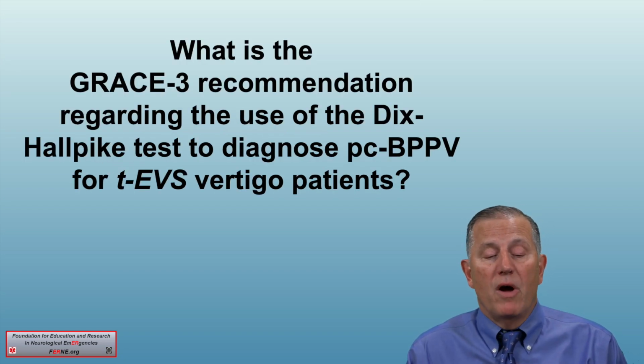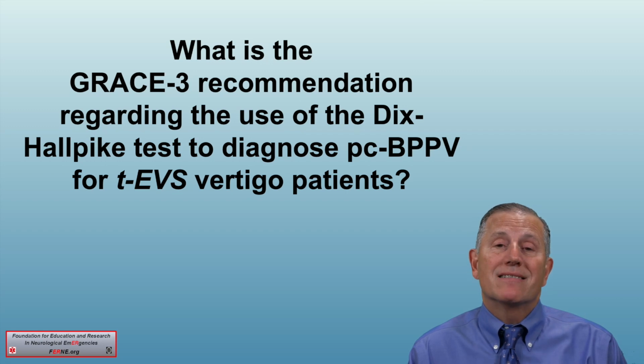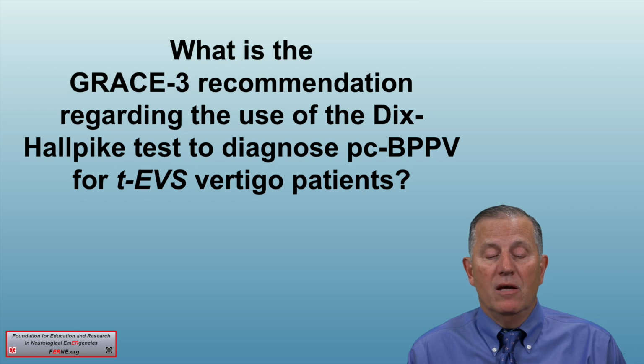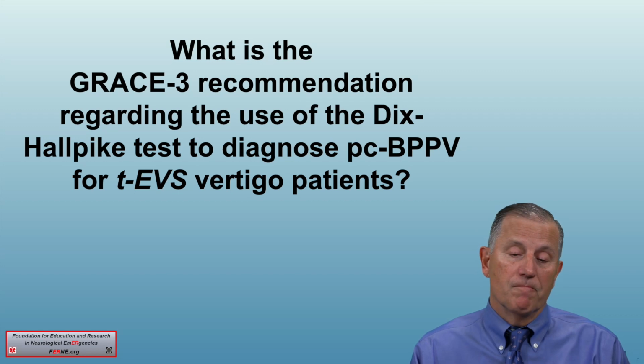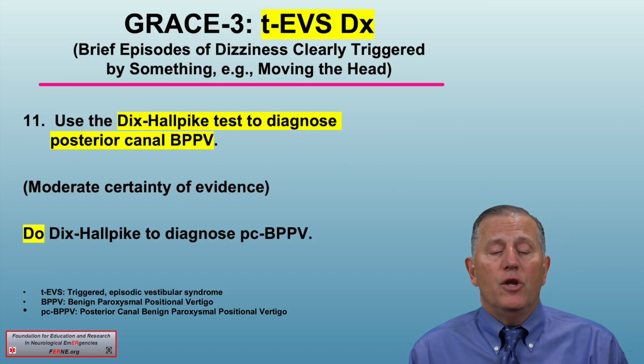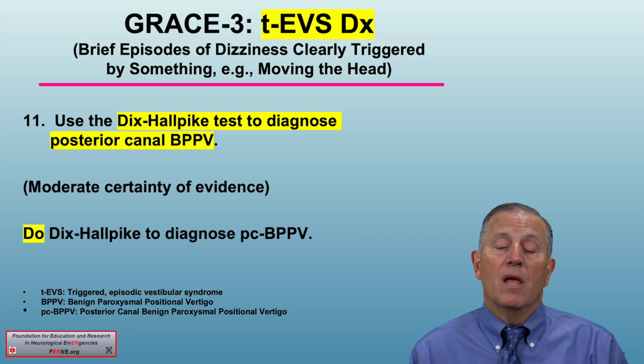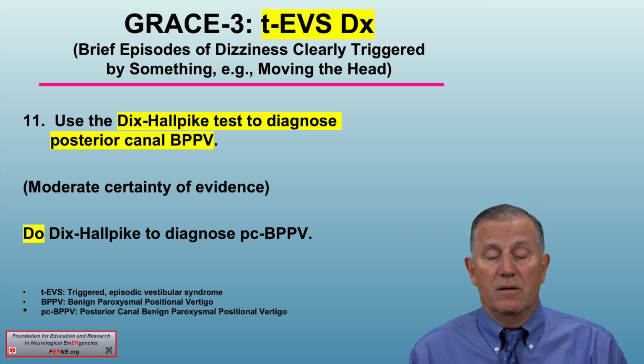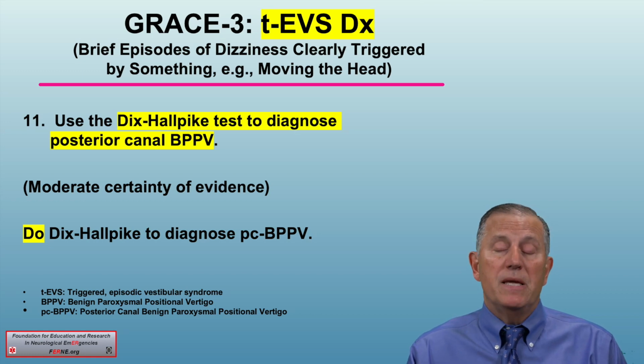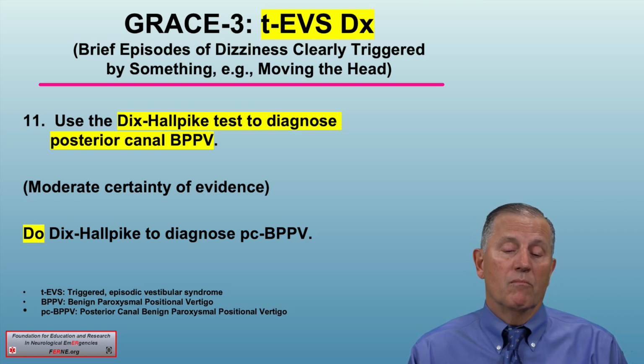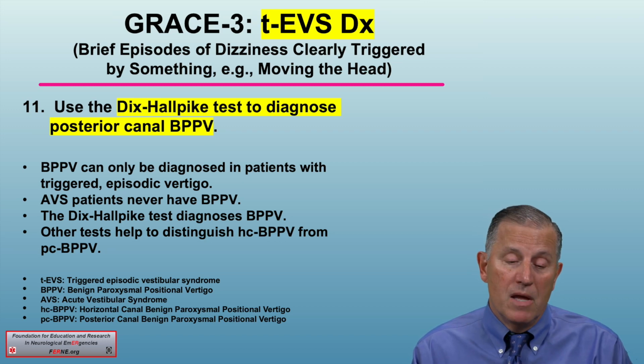So what is the GRACE 3 recommendation regarding the use of the Dix-Hallpike test to diagnose PC-BPPV for triggered episodic vestibular syndrome vertigo patients? The GRACE 3 guidelines state that using the Dix-Hallpike test to diagnose posterior canal BPPV is optimal. There's a moderate certainty of evidence in the published literature. It says, do the Dix-Hallpike to diagnose PC-BPPV.